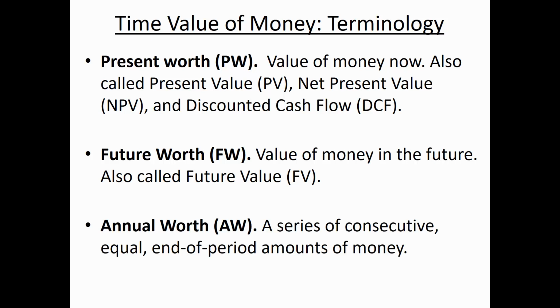And we've already also talked about an annual series. A means an annual series. Sometimes that's called annual worth rather than just annual amount. The thing that you have to keep in mind is that for it to be an annual series, the amounts have to be consecutive and they have to be equal.